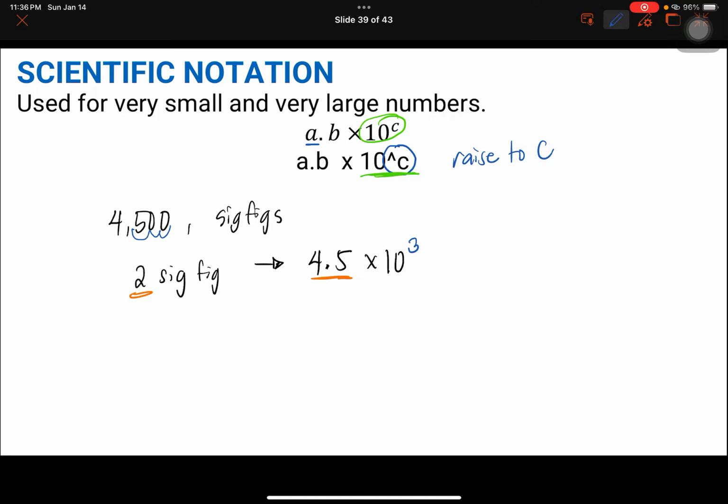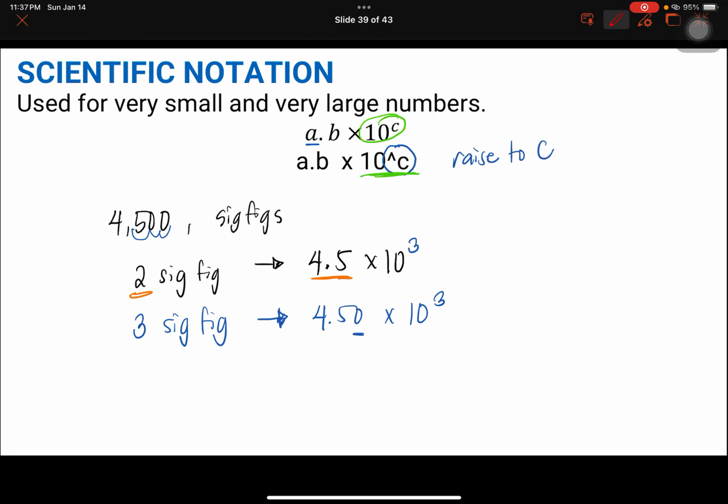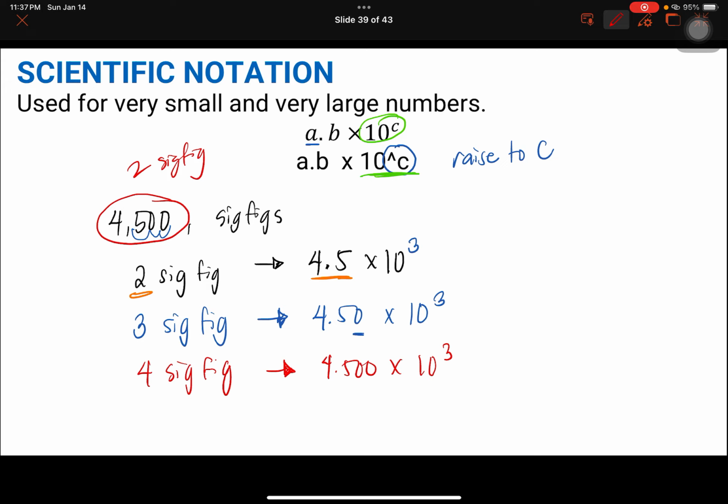Paano naman pag 3 significant figures yung gusto natin? Pag 3 sig naman yung kailangan natin, we will just add additional 0, 4.50. Kasi yung 0, di ba, nagiging significant siya kapag nasa decimal siya. So, sa times 10, so 4.50 times 10 raised to 3 pa rin. And lastly, kung gusto mo maging siyang 4 sig figs, di ba, 2 sig figs lang yan. Pero gusto ko siya maging 4 sig figs. So, we can write it as 4.500 times 10 raised to 3.